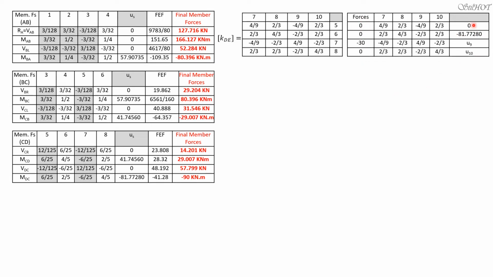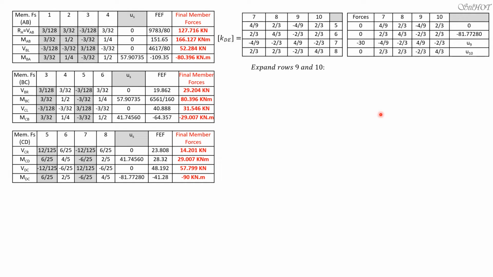Then because U7 is 0, U8 is already computed, negative 81.7728 over EI. U9 and U10 are unknowns. Then to solve for U9 and U10, we have to expand rows 9 and 10. If we call this row 9 and row 10, then we have to expand that. Actually, we can also expand the upper two rows because they are also associated with U9 and U10. But to make it clear, you just expand rows 9 and 10.